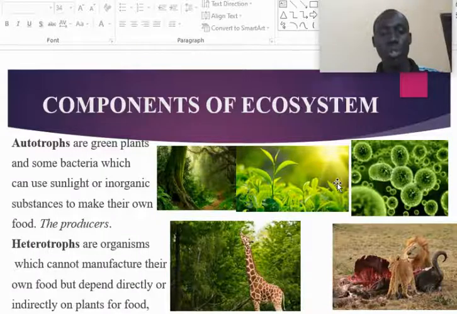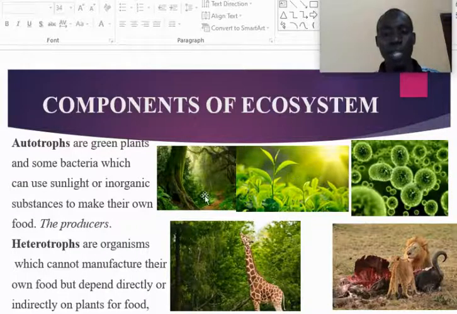What are the autotrophs? Autotrophs are the producers in that ecosystem. They are the green plants that can make their own food by themselves. They don't depend on another. They can make their own food through the process of photosynthesis. And you can see these are the green plants. They can be bacteria, they can be green plants as well.